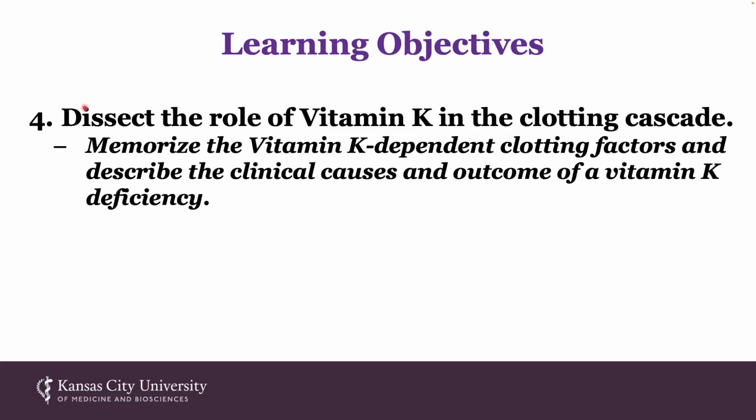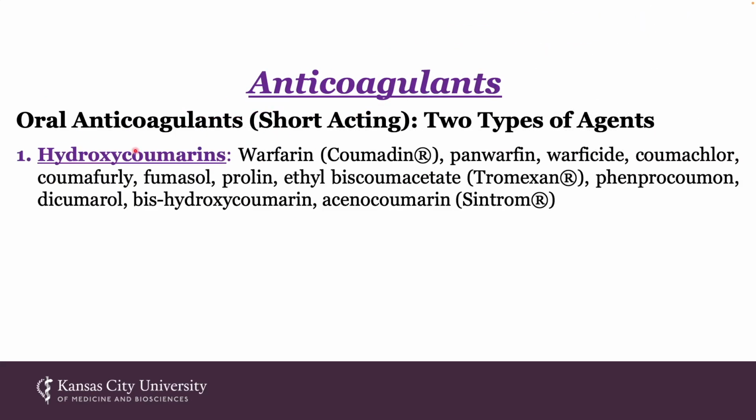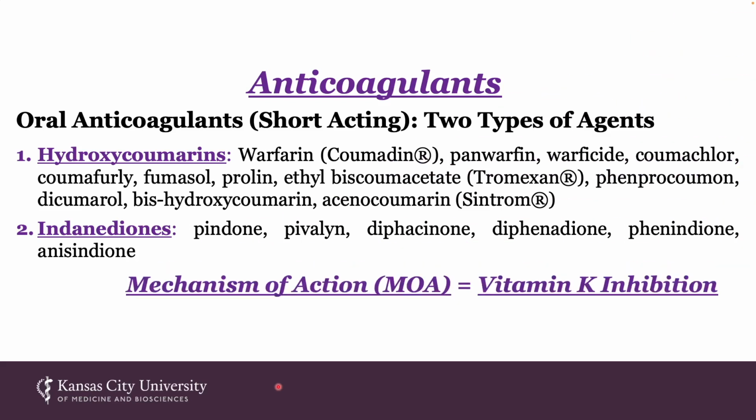Learning Objective 4. Let's talk about oral anticoagulants. There are two types of oral agents, hydroxycoumarins and indandiones. All of these compounds have a common mechanism of action of vitamin K inhibition.